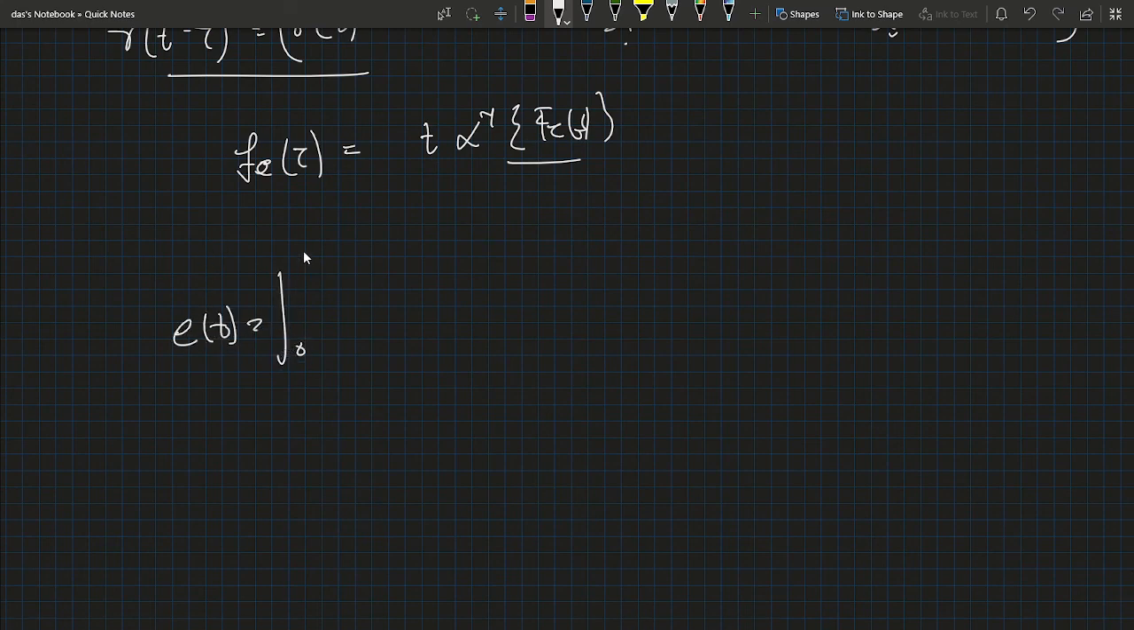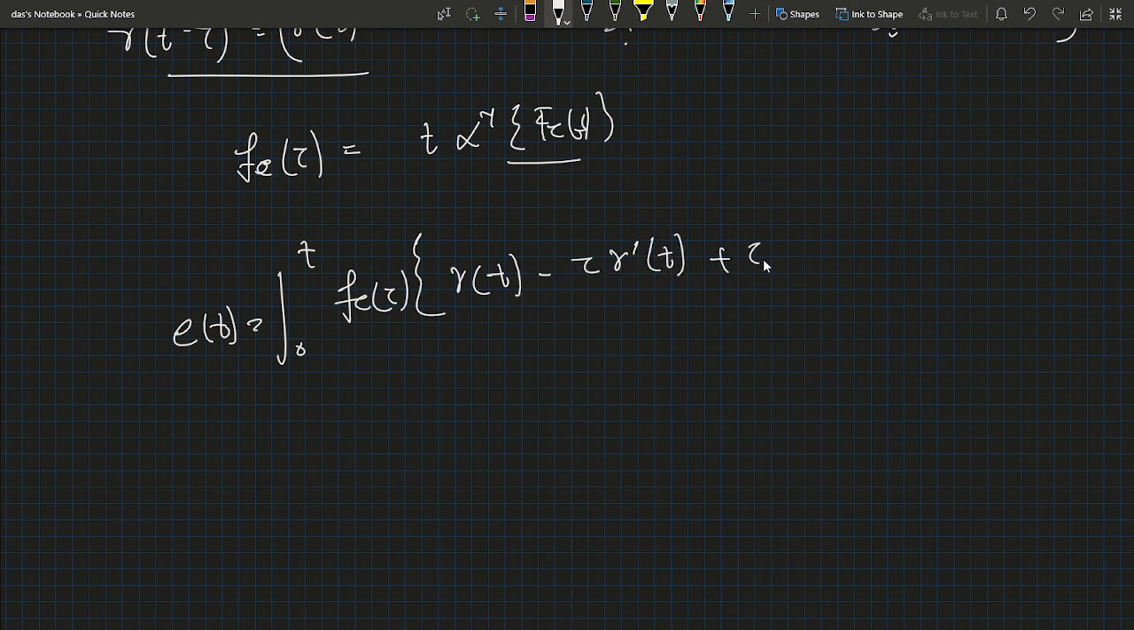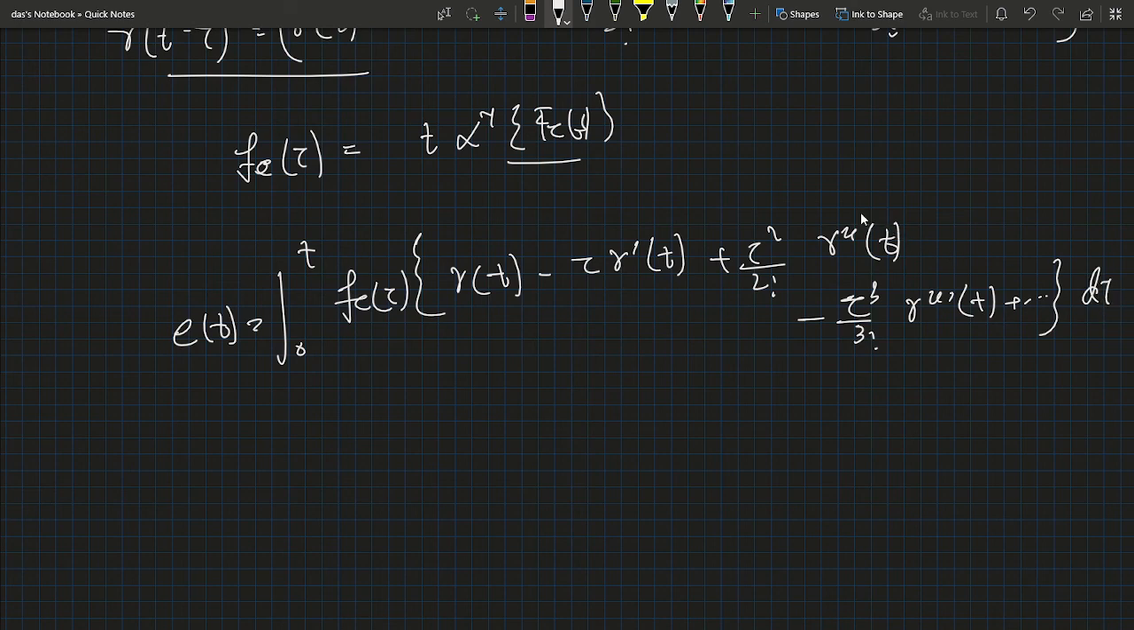So now, first the integral from 0 to t of f_e(tau) coming, and then in a bracket the Taylor series expansion of r(t minus tau), which is r'(t) plus tau square by 2 factorial r''(t) minus tau cube by 3 factorial r'''(t), and so on, and last d tau. Okay, now taking the limit of the above expression as t tends to infinity, that is the final value theorem.